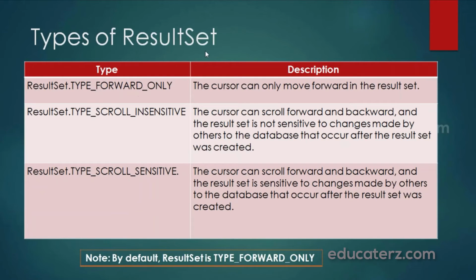So we have different types of result sets, say type forward only, type scroll insensitive, type scroll sensitive. When I say forward only, that means the cursor can move only in one direction, that is in forward direction. Insensitive means the cursor can scroll in both directions, but the result set is not sensitive to the changes made by others to the database that occur after the result set was created. Whereas type scroll sensitive is sensitive to the changes made by others to the database. By default, result set is type forward only.